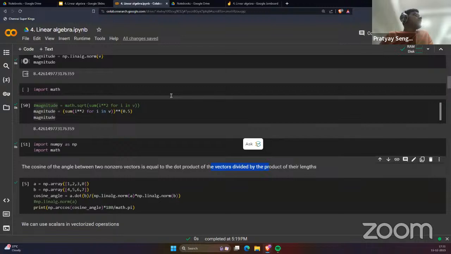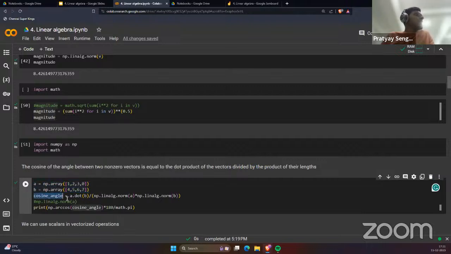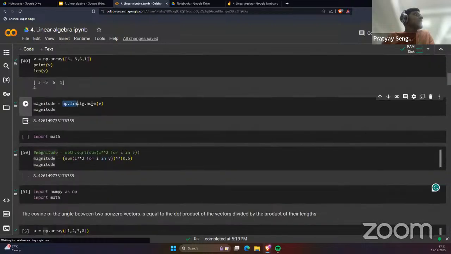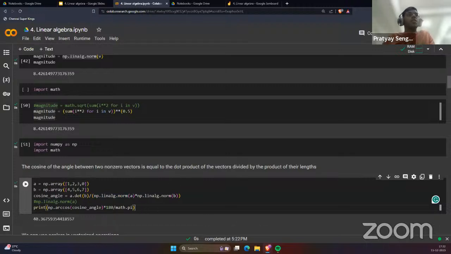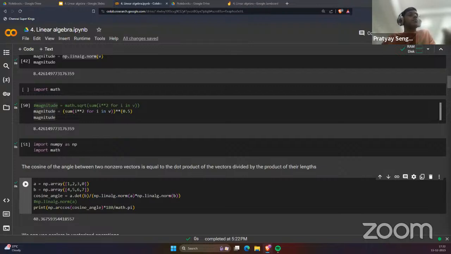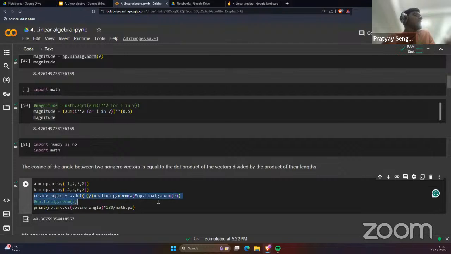So can you just do the same for these two? How do we do that? We define the two with NP and then find their cosine angle, right? So we have the dot product of that. For the dot product we can just use a dot b, and then we have the NP linear algebra norm, so that is for magnitude of a multiplied with magnitude of b, right? And then converting it to degrees. It's 40 degrees basically. So first we are getting the cosine angle and then converting into degrees.